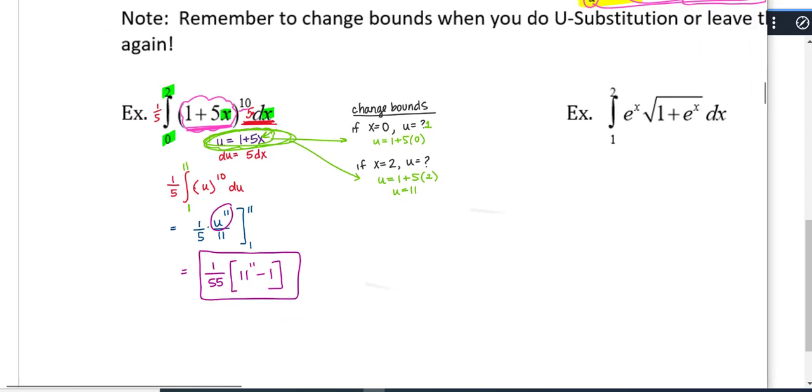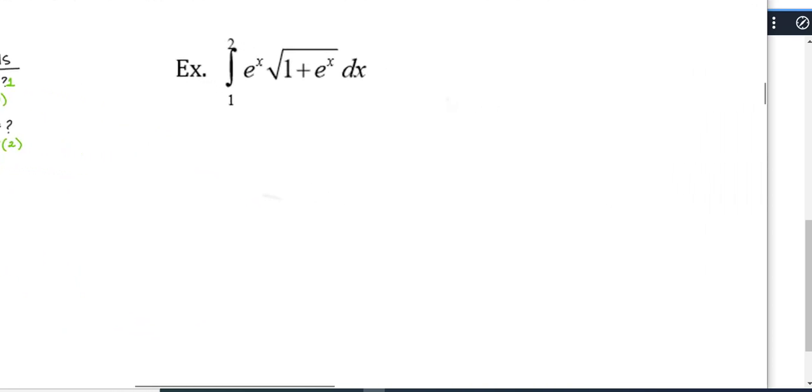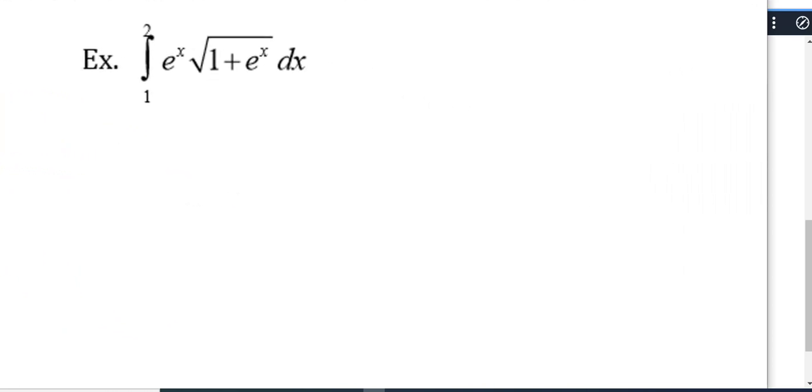Okay, so let's do this again. Let's do it with e. All right. So I'm going to see the inside of my function as my u.